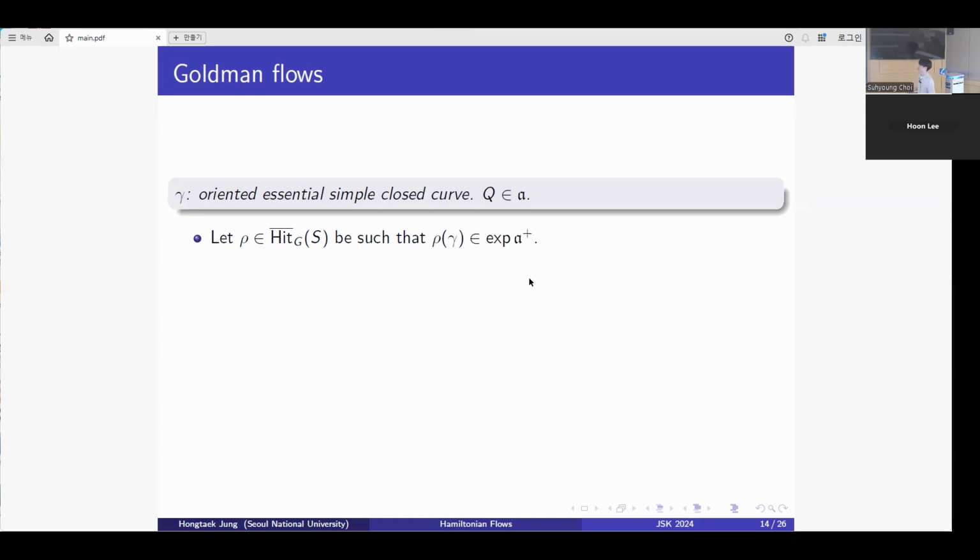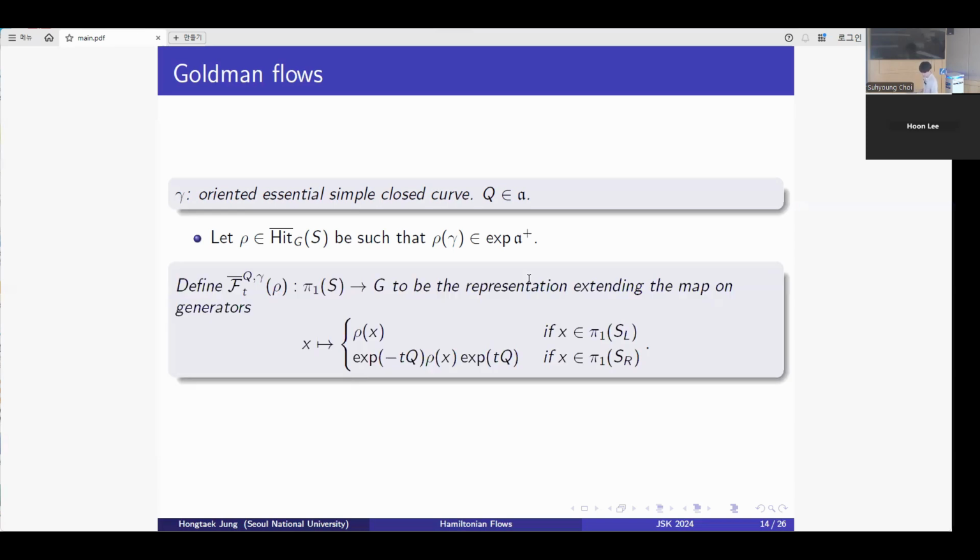Let rho be a Hitchin representation. As I mentioned, rho of gamma is conjugate into the positive Weyl chamber. So why don't you just take a representation such that rho of gamma is actually in the positive Weyl chamber, not just conjugate into it, but by taking a suitable conjugation. Just assume that rho of gamma is in the positive Weyl chamber. And then we define the following new representation as follows.